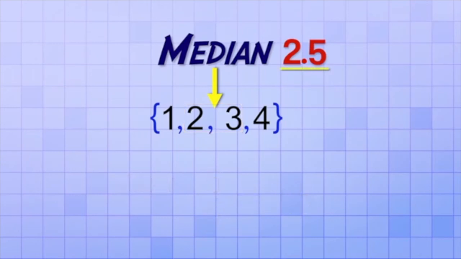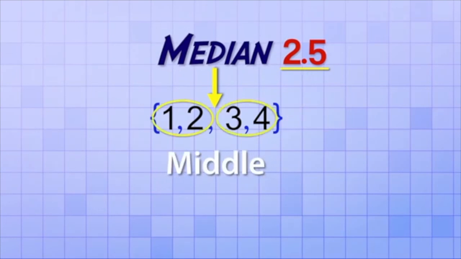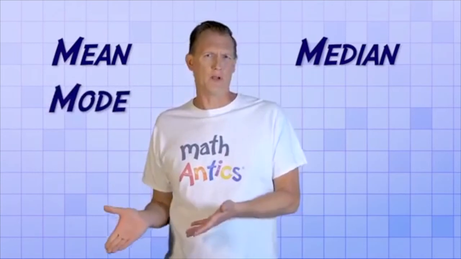Even though the number 2.5 isn't actually a member of the data set, it's the median because it represents the middle of the data set and it splits the members into two equally sized groups. Okay, so now you know the difference between mean and median, but what about the mode of a data set?